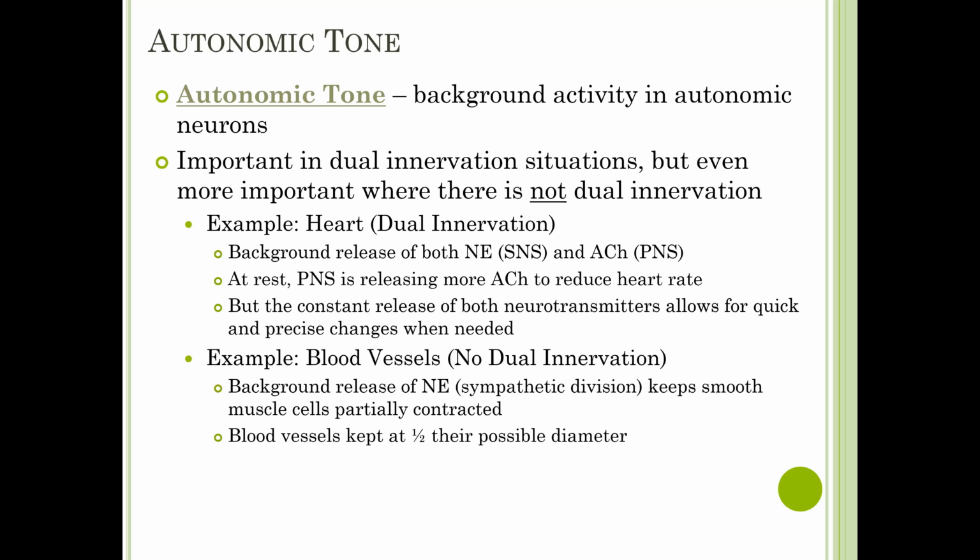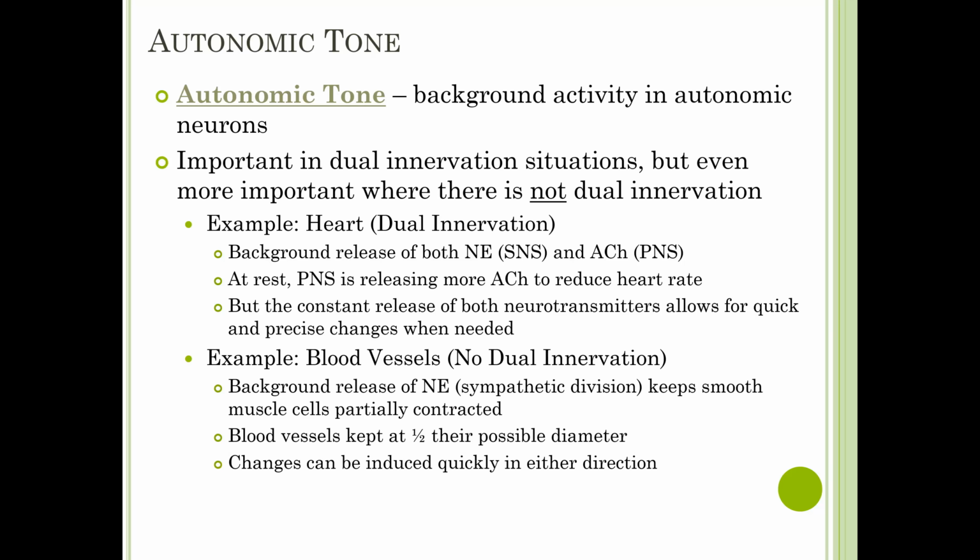An example of where autonomic tone is important when you do not have dual innervation is with the blood vessels. With the blood vessels, which are innervated only by the sympathetic division, you have this background release of norepinephrine. And this keeps the smooth muscle cells partially contracted, so your blood vessels at rest are kept at half of their possible diameter, right? Blood vessels can get larger with dilation, or they can get smaller with constriction. And so this background release of norepinephrine is going to keep them at about half of their possible diameter.